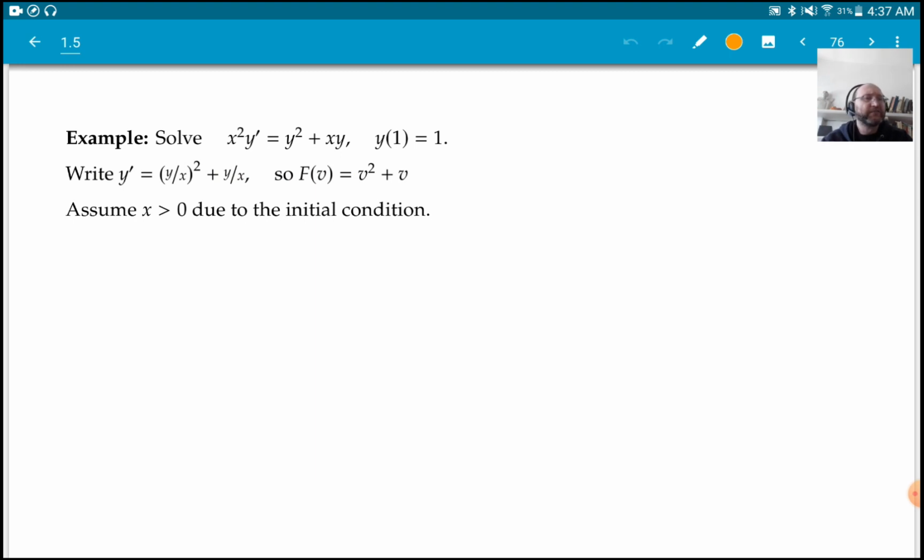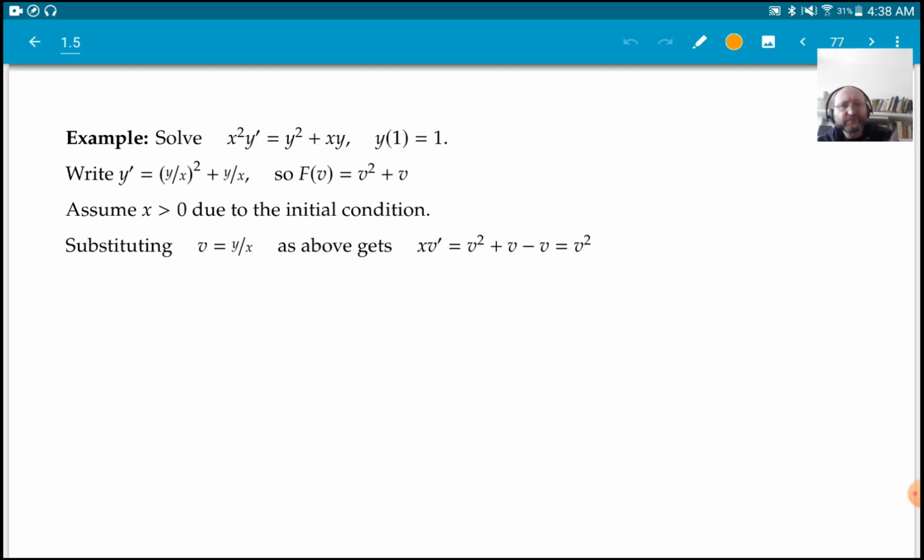All right, and here, let's assume that x is positive, because our initial condition is at a positive x. Y at 1, when x is 1, y is 1. So there x is positive, so let's just assume x is positive. It's going to make things slightly easier. We don't have to put some absolute values in there. All right. So substituting, v is y over x.